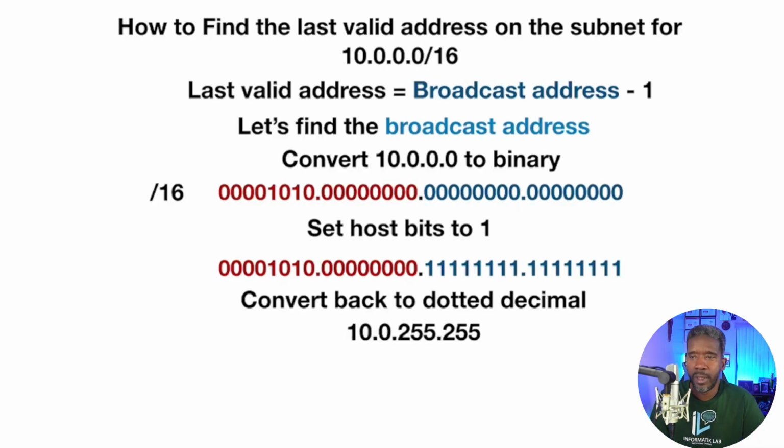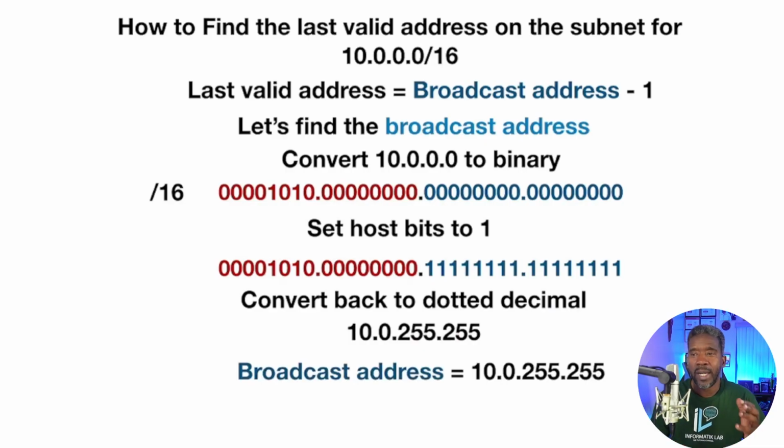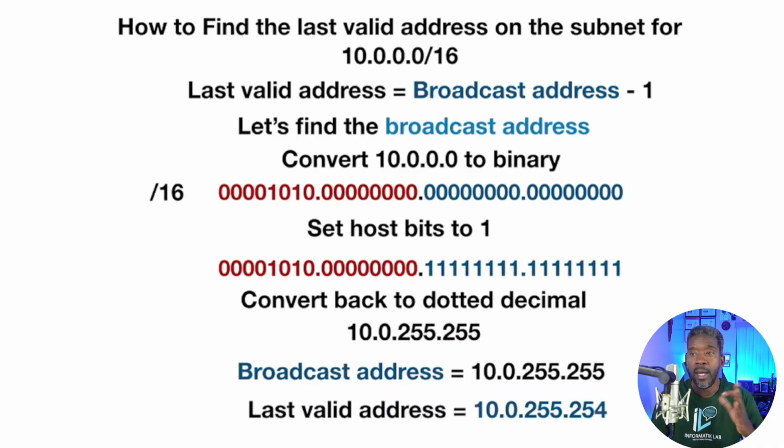When we convert it back to dotted decimal, we have 10.0.255.255, which is the broadcast address. Now remember, the last valid address on the subnet is the broadcast address -1, and there you go. This is the last valid address on the subnet 10.0.0.0/16.